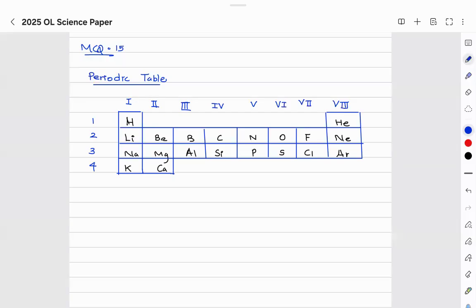Right. So we consider vertical columns. They are known as groups. Then horizontal rows, they are known as periods.